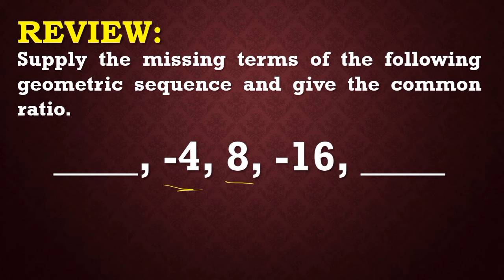If we divide 8 by negative 4, we will get negative 2. So, from negative 4, mag-divide tayo ng negative 2, makukuha natin yung first term which is 2. To check, 2 times negative 2, that is negative 4. Now, dahil ang common ratio natin dito is negative 2, magmumultiply lang tayo ng negative 2 dun sa negative 16, para makuha yung last term, so that is positive 32.